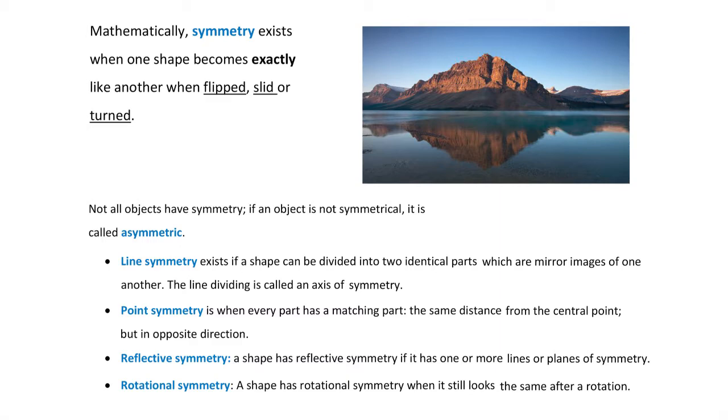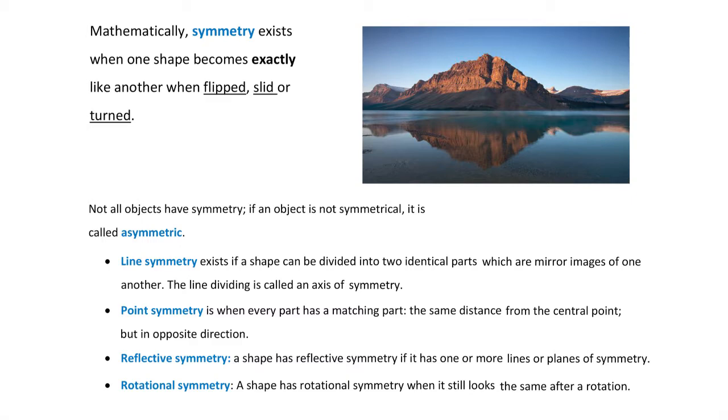Point symmetry. Point symmetry is when every part has a matching part, the same distance from the central point, but in the opposite direction. We'll look at that shortly. Then we have reflective symmetry. A shape has reflective symmetry if it has one or more lines or planes of symmetry. So when a shape has more than one line of symmetry, it is said to have reflective symmetry.